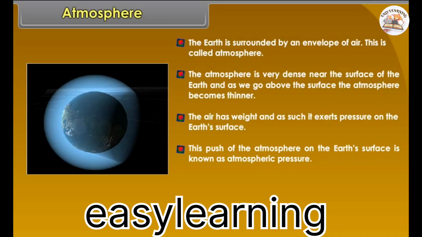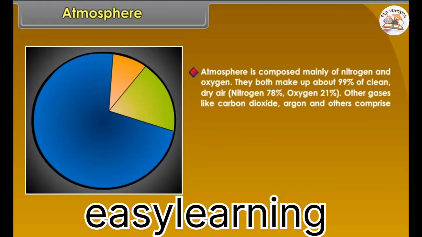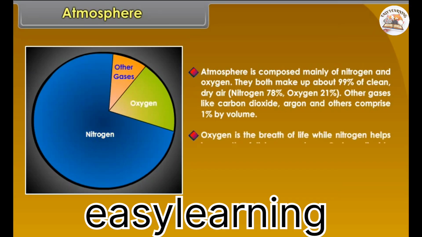Atmosphere. The Earth is surrounded by an envelope of air. This is called atmosphere. The atmosphere is very dense near the surface of the Earth, and as we go above the surface, the atmosphere becomes thinner. The air has weight, and as such it exerts pressure on the Earth's surface. This push of the atmosphere on the Earth's surface is known as atmospheric pressure. Pressure varies from place to place. The difference in air pressure makes the air move. Moving air is known as wind.